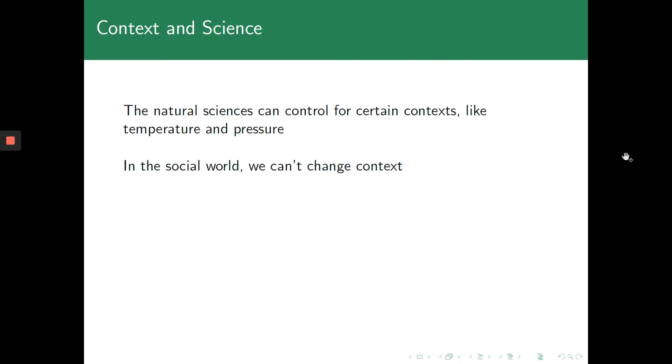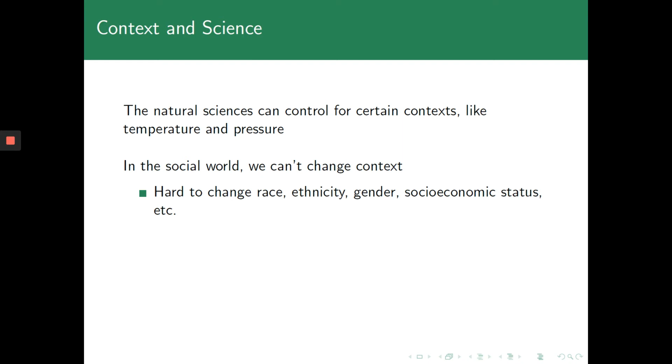Think about something like sociological research. We can't change race. We can't change ethnicity. We can't change things like socioeconomic status as the researcher, right? Of course, people can earn more money or whatever, but the researcher cannot control for those contexts. Because we can't control the context, we have to design the process in such a way that makes it like we were controlling for the context.